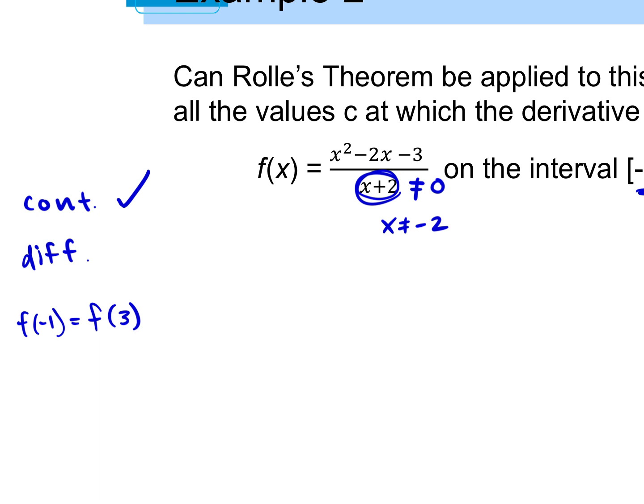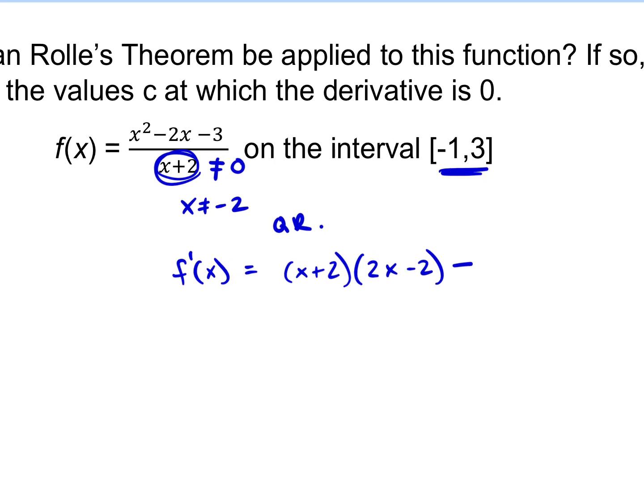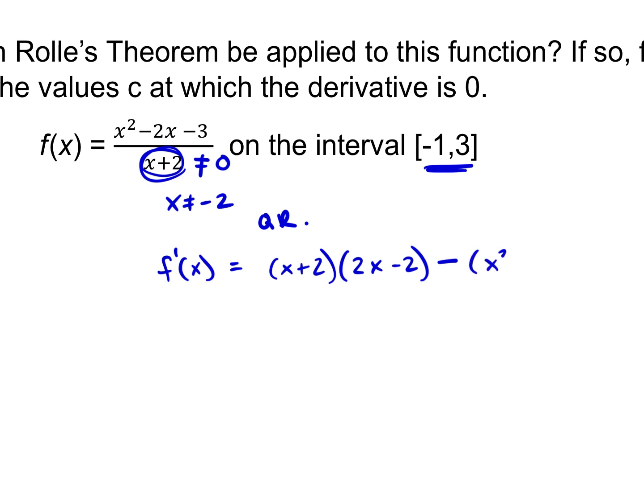Now we want to see, is it differentiable on this interval? So let's take the derivative. How would we take the derivative here? Low d high minus high d low over low squared, our quotient rule. So low would be x plus 2. The derivative of our numerator is 2x minus 2, minus high d low. So high would be x squared minus 2x minus 3. And then the derivative of our denominator is 1, over low squared.